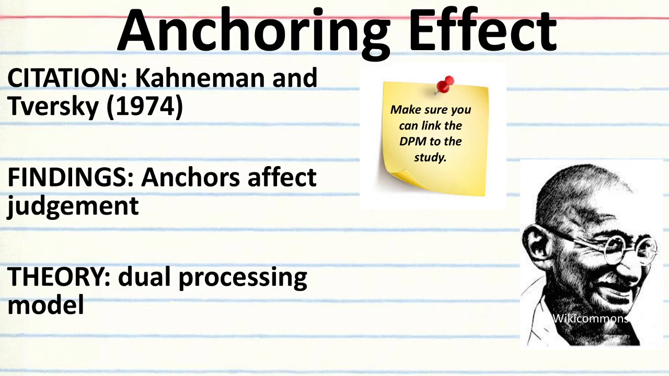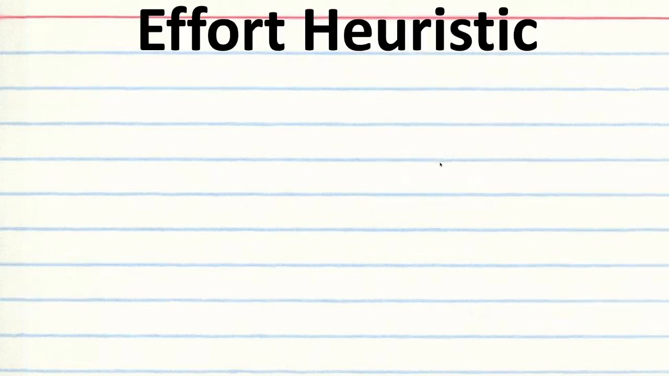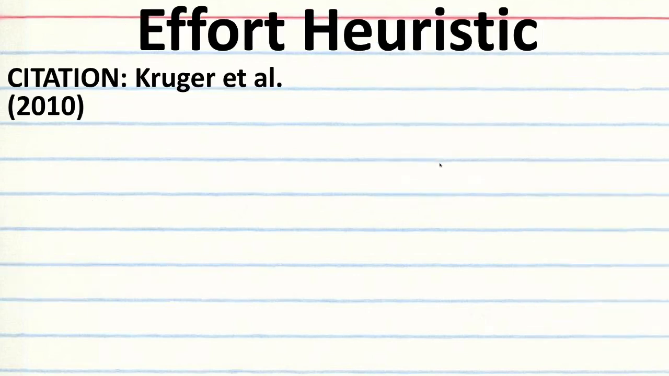However, you also need to use the model to link it to the investigation, which I think the best way to do is to use the model to explain the results. The dual processing model can be used to explain the anchoring effect, but it is rather difficult. So make sure you can do that before you go ahead and choose that study.